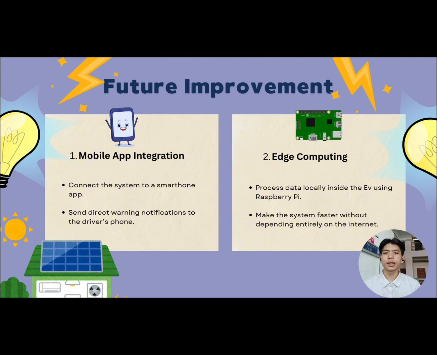Second, we recommend using edge computing. This means we can put a small device like a Raspberry Pi inside the car to process the data. This will make the system run faster and trigger the alarm instantly, even if the internet connection is slow.